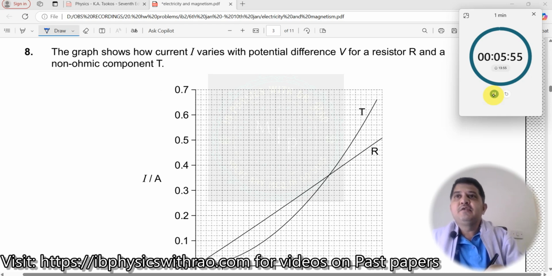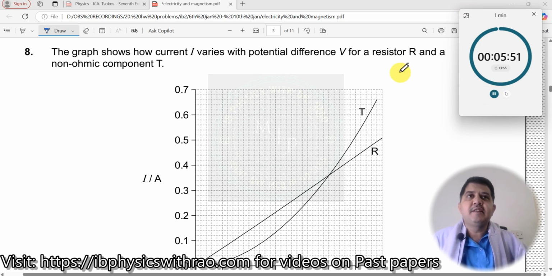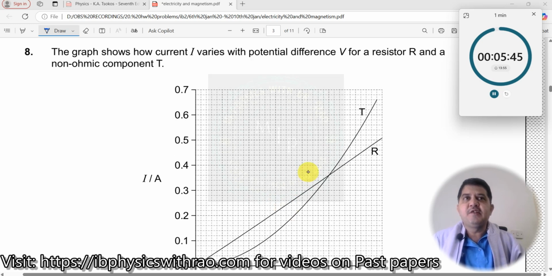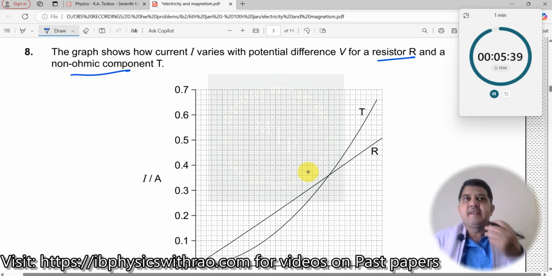So the graph shows how current I varies with the potential difference V for a resistor and a non-ohmic conductor. The I versus V graph is drawn for two different components: one is a resistor and the other is a non-ohmic conductor. What do you mean by a non-ohmic component? It does not obey Ohm's law. So you see, it is not linear over here.